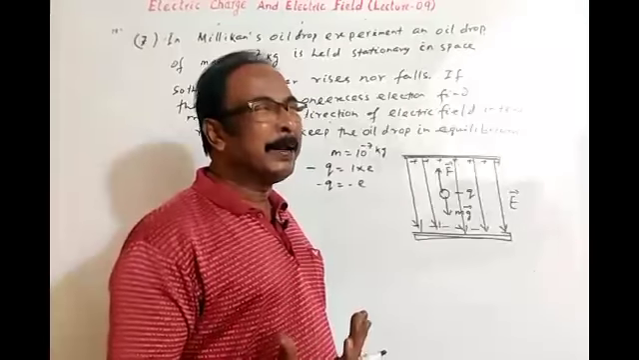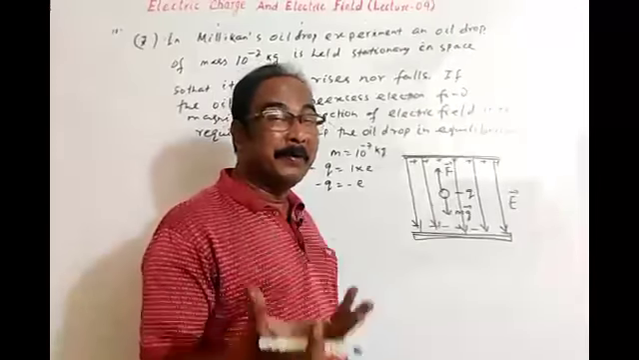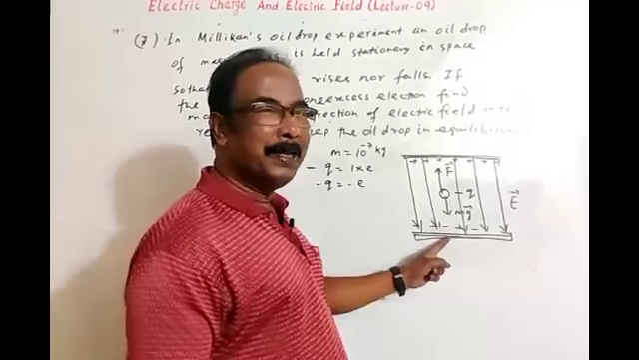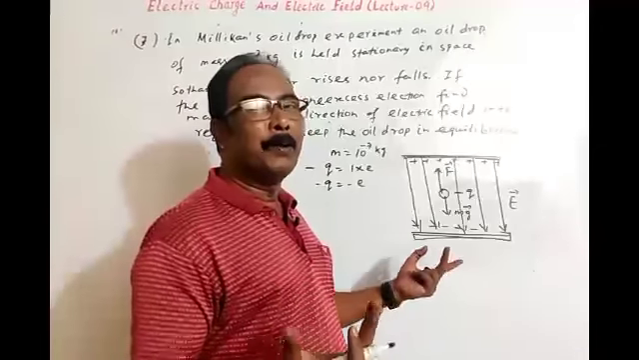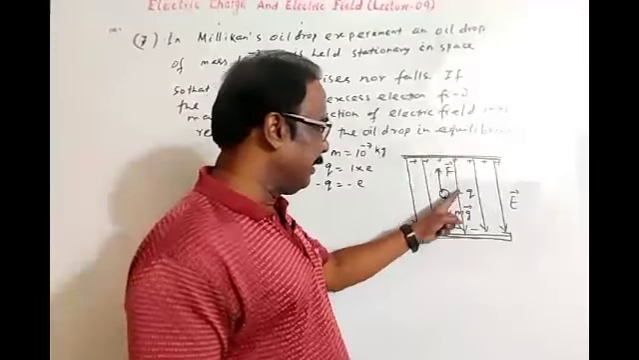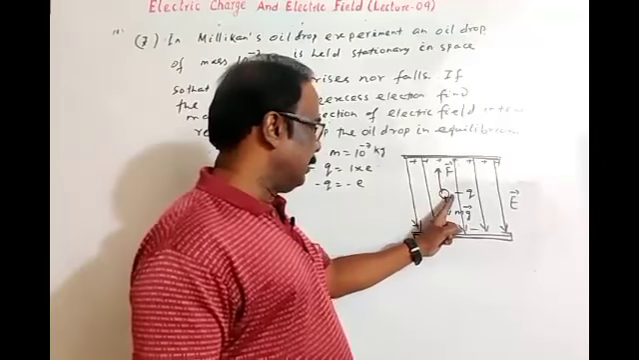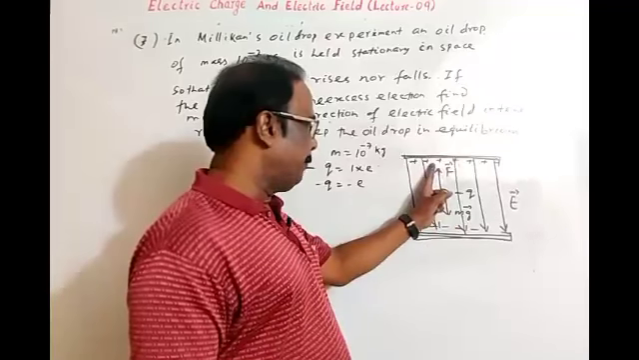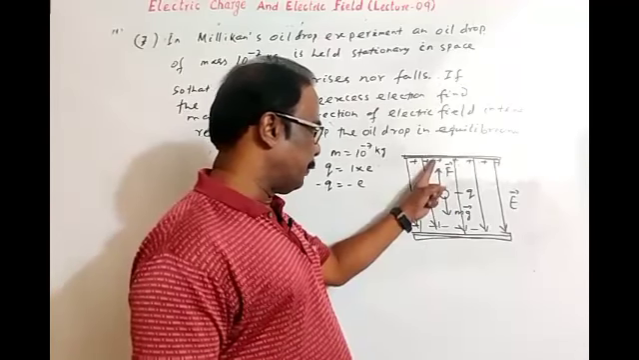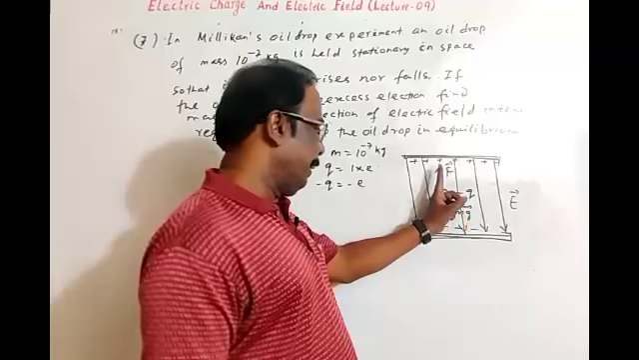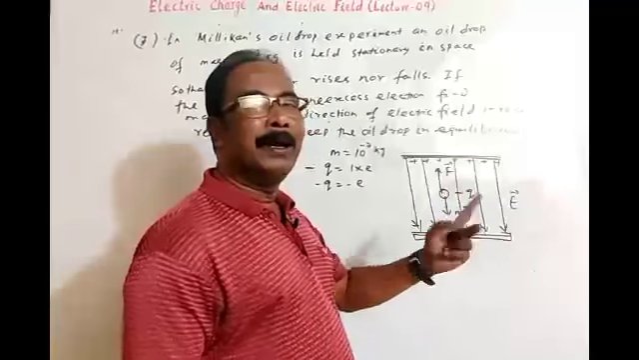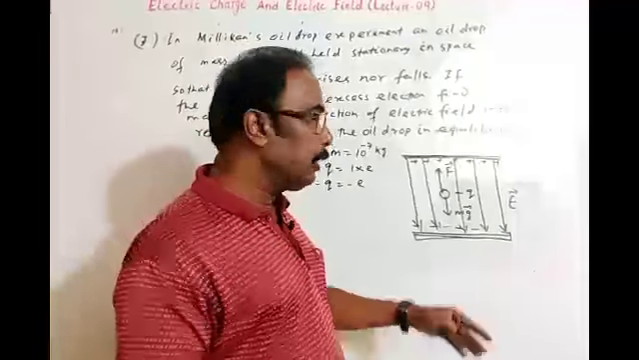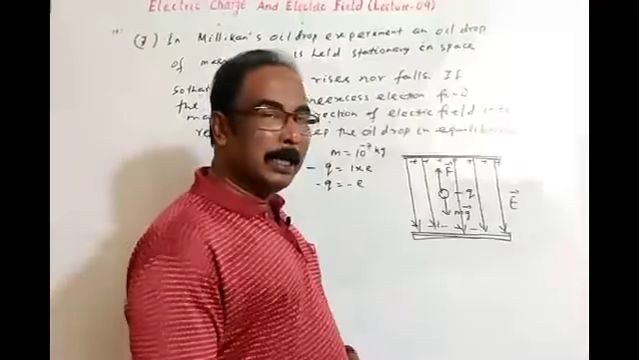In terms of potential, the direction of the electric field is from high potential to low potential. High potential means positive, low potential means negative. So this is the direction of the electric field. Thus the negatively charged oil drop experiences an attracting force in the upward direction due to the positive plate and a repelling force in the upward direction due to the negative plate. Thus the resultant force experienced by the oil drop is in the vertically upward direction, and the weight of the oil drop is in the vertically downward direction.